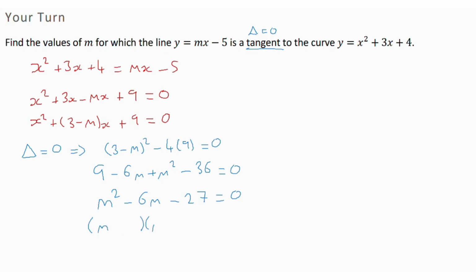m, m, multiply to make minus 27, probably going to be 9 and 3, add to give minus 6, so minus 9 and plus 3. That means m is equal to 9 or negative 3. This is saying if m is equal to 9 or negative 3, then this particular line will be a tangent to this graph.